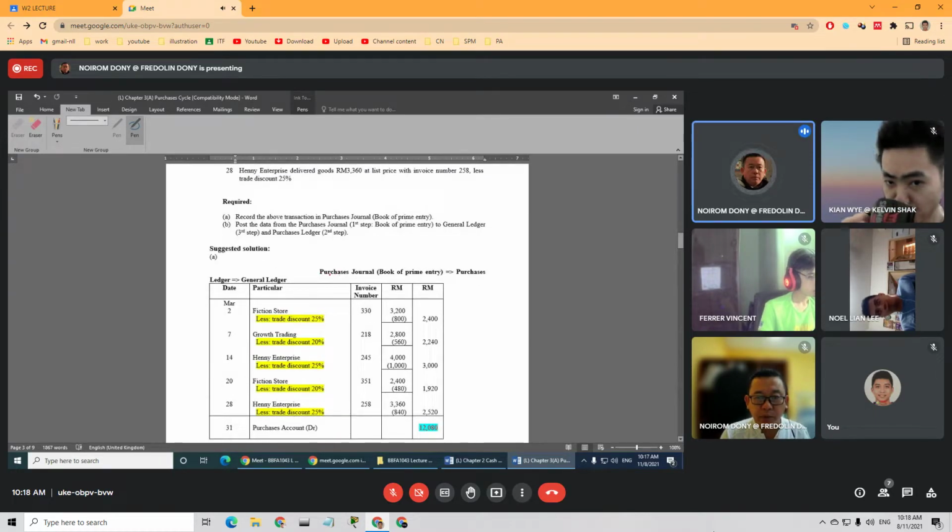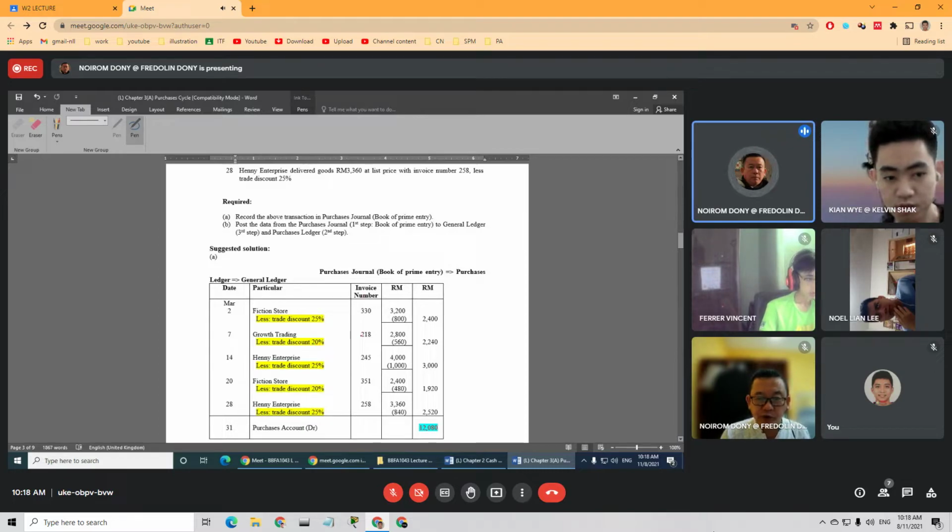So record in the prime entry. This is the prime entry, the purchases journal. The heading must be purchases journal. This one is only showing you the flow. First thing you put in the purchases journal, later you have to post into the purchases ledger. Then the last step is to record the double entry in the ledger. So two steps. So Growth Trading, you put the date, Growth Trading, and again repeat less trade discount 20%.